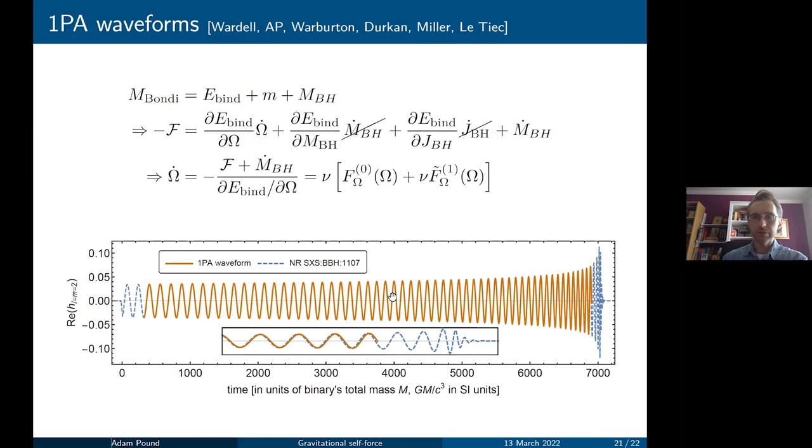And we have to cut this off right now because our model breaks down in the approach to the ISCO. So we can't go past the ISCO yet. We are working on that.